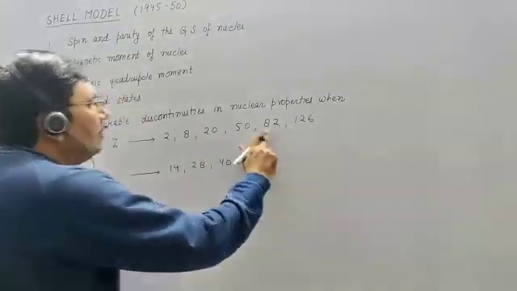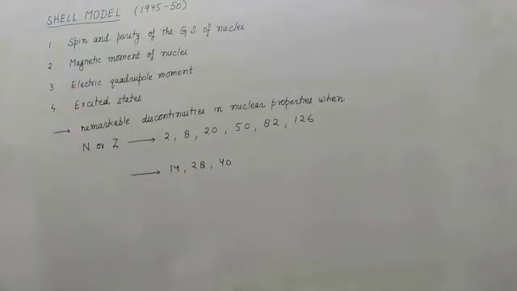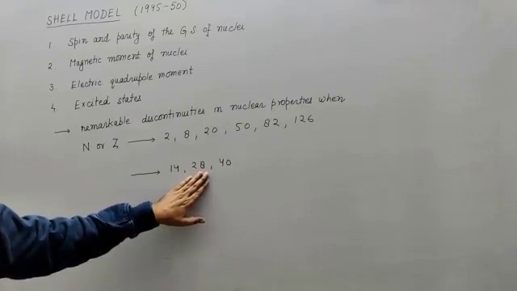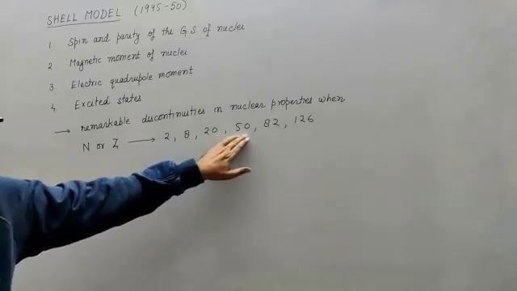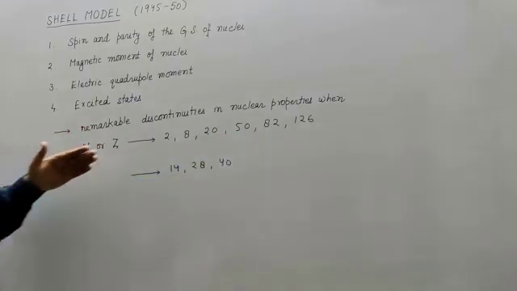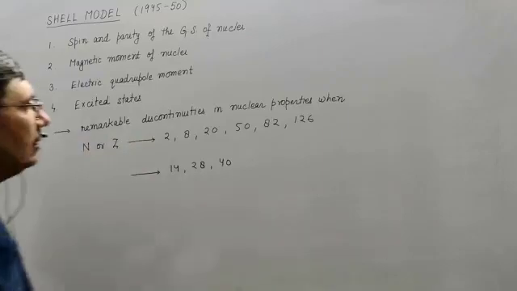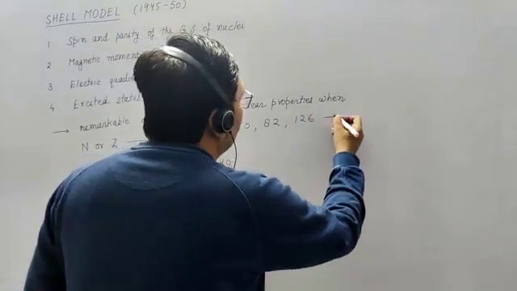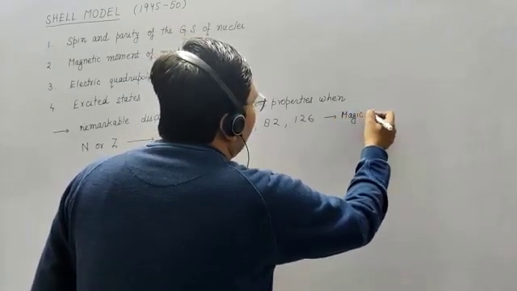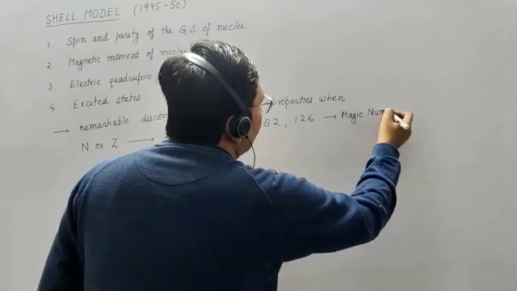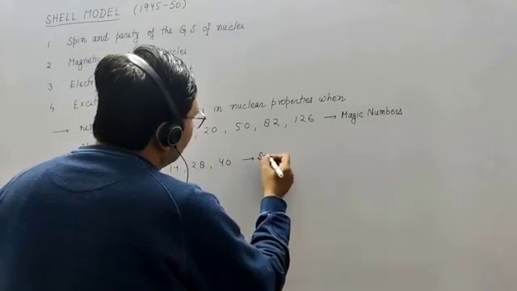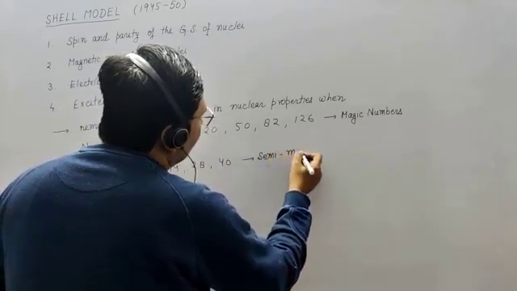Nuclei with these proton and neutron numbers are highly stable, stable as compared to the neighboring nuclei, but less stable than those nuclei having N or Z equal to the other numbers. So this was a very important result, and later these numbers became known as magic numbers, and these other numbers are known as semi-magic numbers.